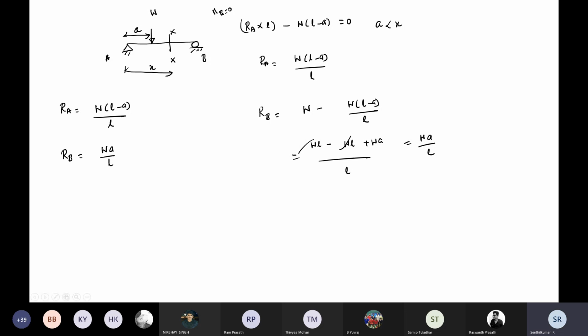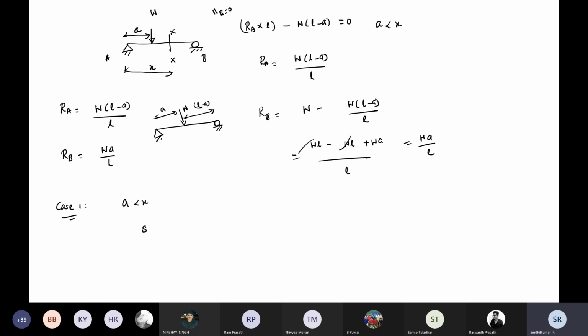Forget about the section X for now. If you have this simply supported beam, and I have the load W from the distance A, I don't know what the A value is. This will be your L minus A, right? So accordingly, I find out my RA and RB. Now I am going to take case 1. Case 1, my A is less than X.